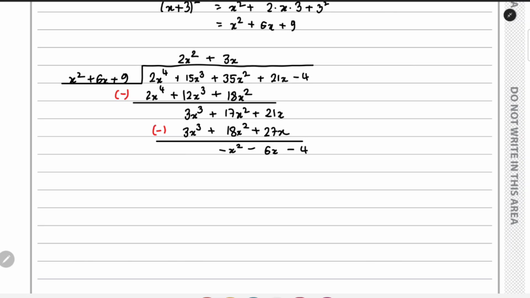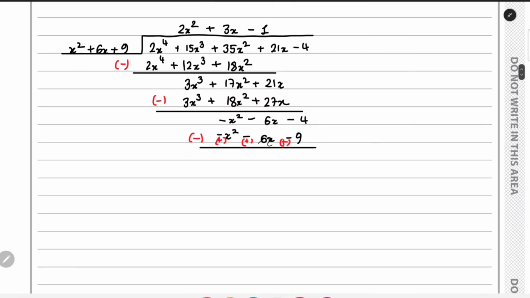So we get minus 1 over here, and I'll have minus x squared minus 6x minus 9. We'll subtract this as well. So this will become positive, this will become positive, this will become positive, since two negatives make a positive. So this will cancel out. However, we'll not have a cancellation here. We have minus 4 plus 9, which is 5.